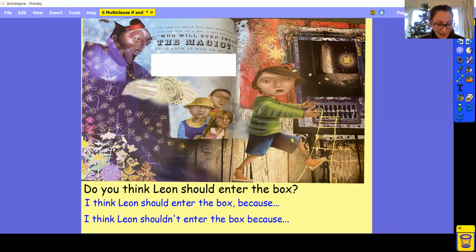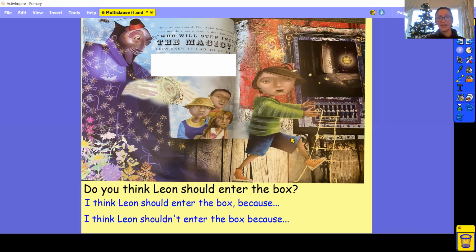The crowd was amazed. Then Abdul-Kazam stepped aside, and there was a door into a box. Who will step into the magic? Leon knew it had to be him.